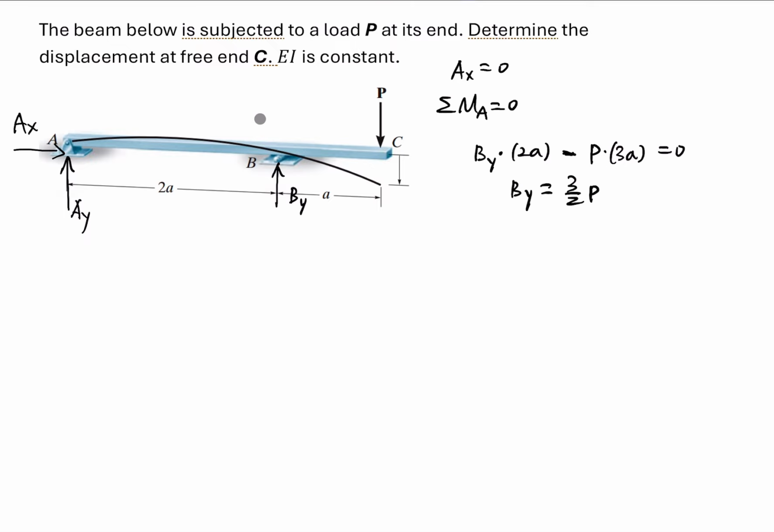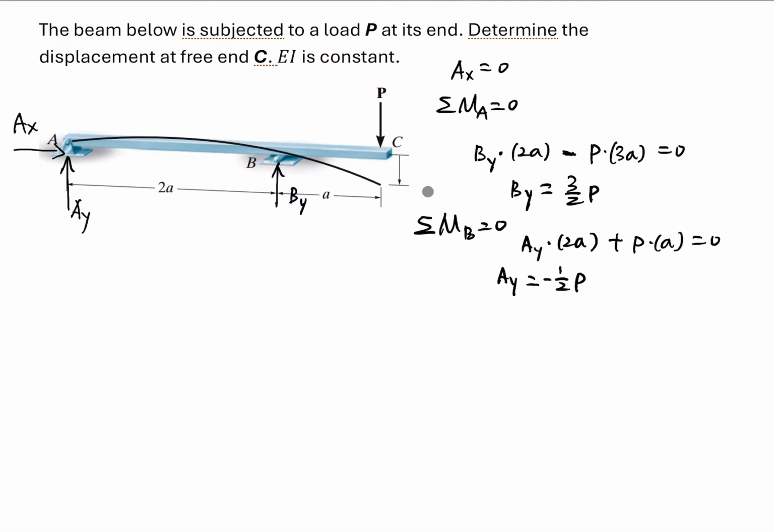So this is BY. For AY, we can derive it from the moment equation of equilibrium at point B. First of all, AY has a bending moment of AY times 2A, and P has a bending moment of P times A. These two bending moments are in the same direction, so it's positive, equals 0. Then we can derive AY is equal to negative 1 over 2 P.